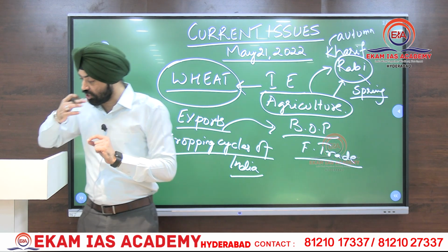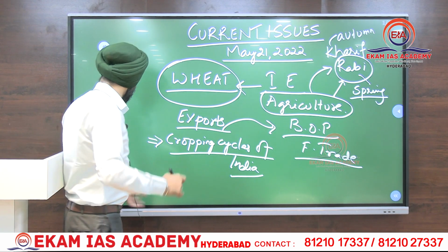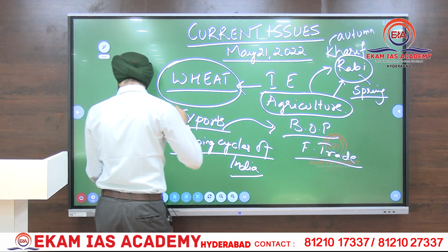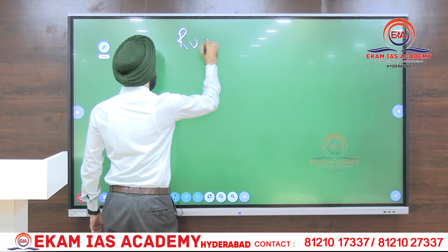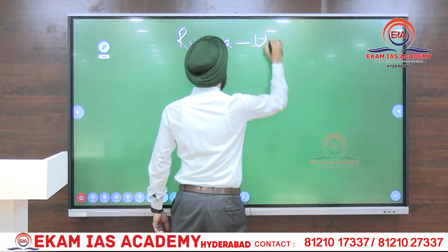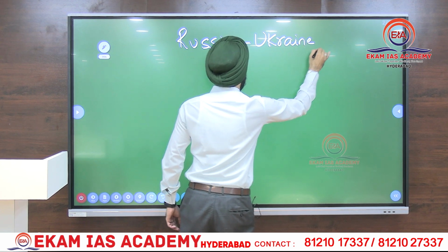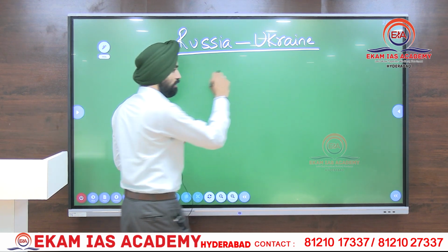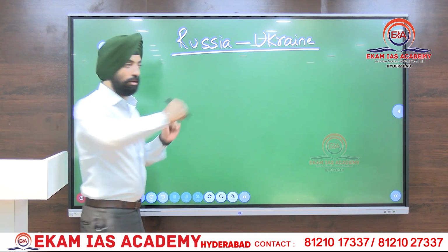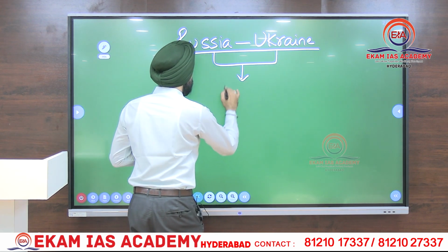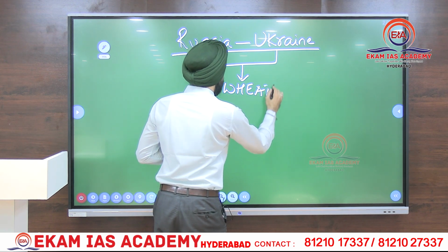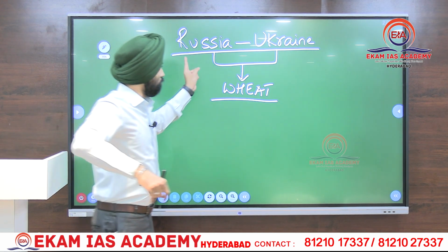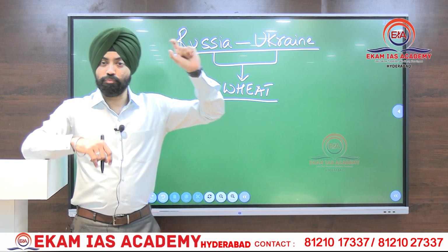So, in this particular article, now we all know that this is happening. What is it that is happening? The Russia and Ukraine war is happening, right? Now this war has affected the availability of wheat in the world, because these two countries happen to be the largest exporters of wheat. Because of the war between these two countries, the export of wheat got disturbed.